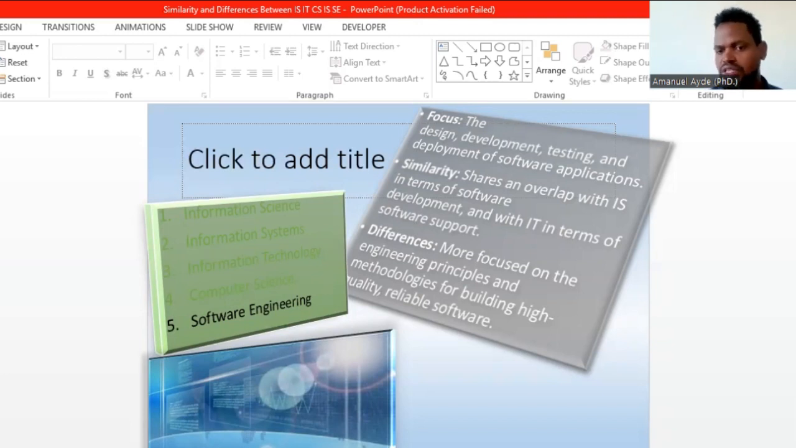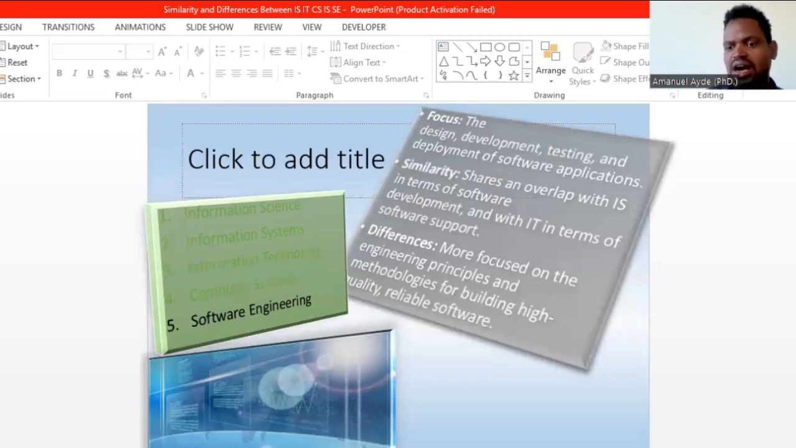The difference is that it is more focused on engineering principles and methodologies. That means a procedure that you follow to design some kind of system, building high quality, reliable software. That's the intention behind software engineering. So there are little differences there. Similarly, there are also overlaps.